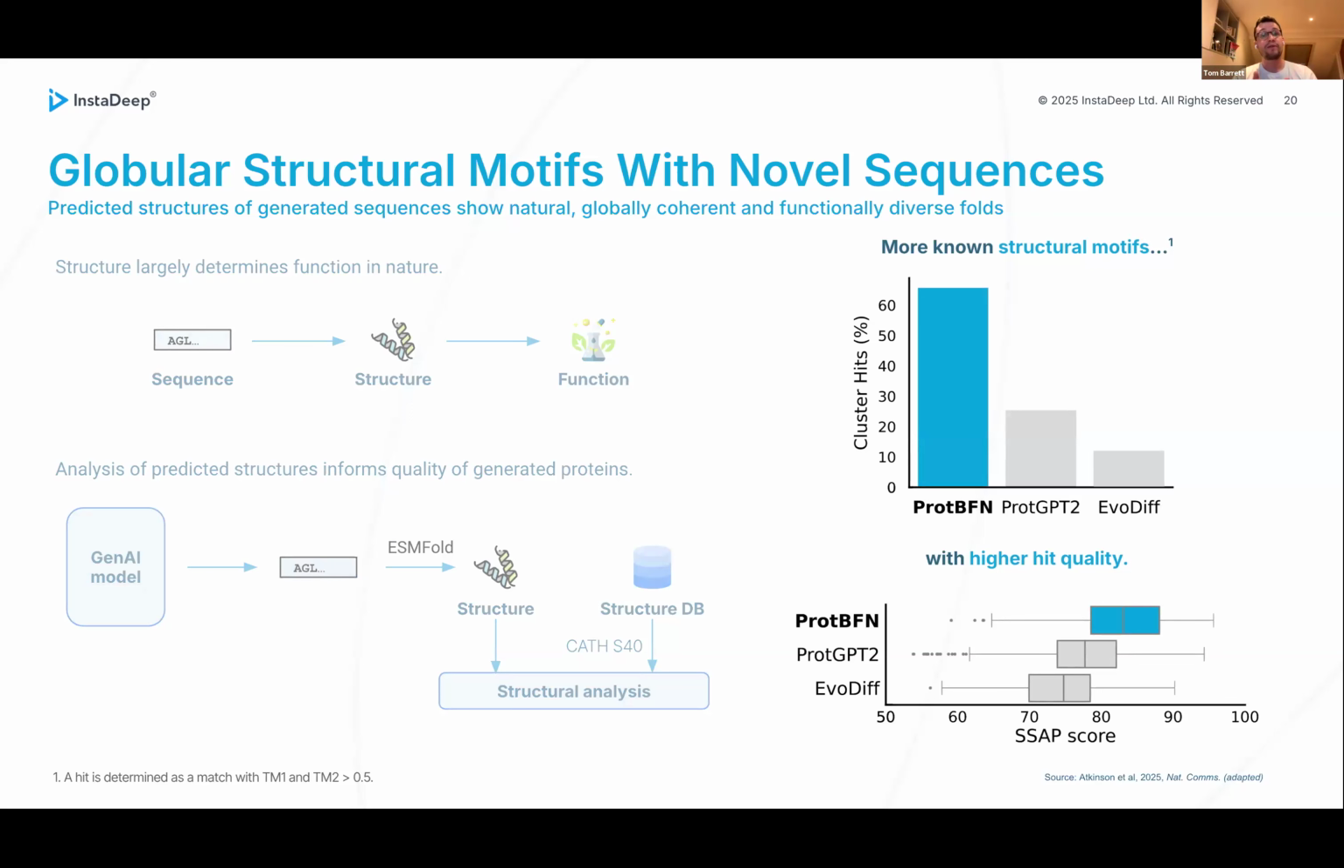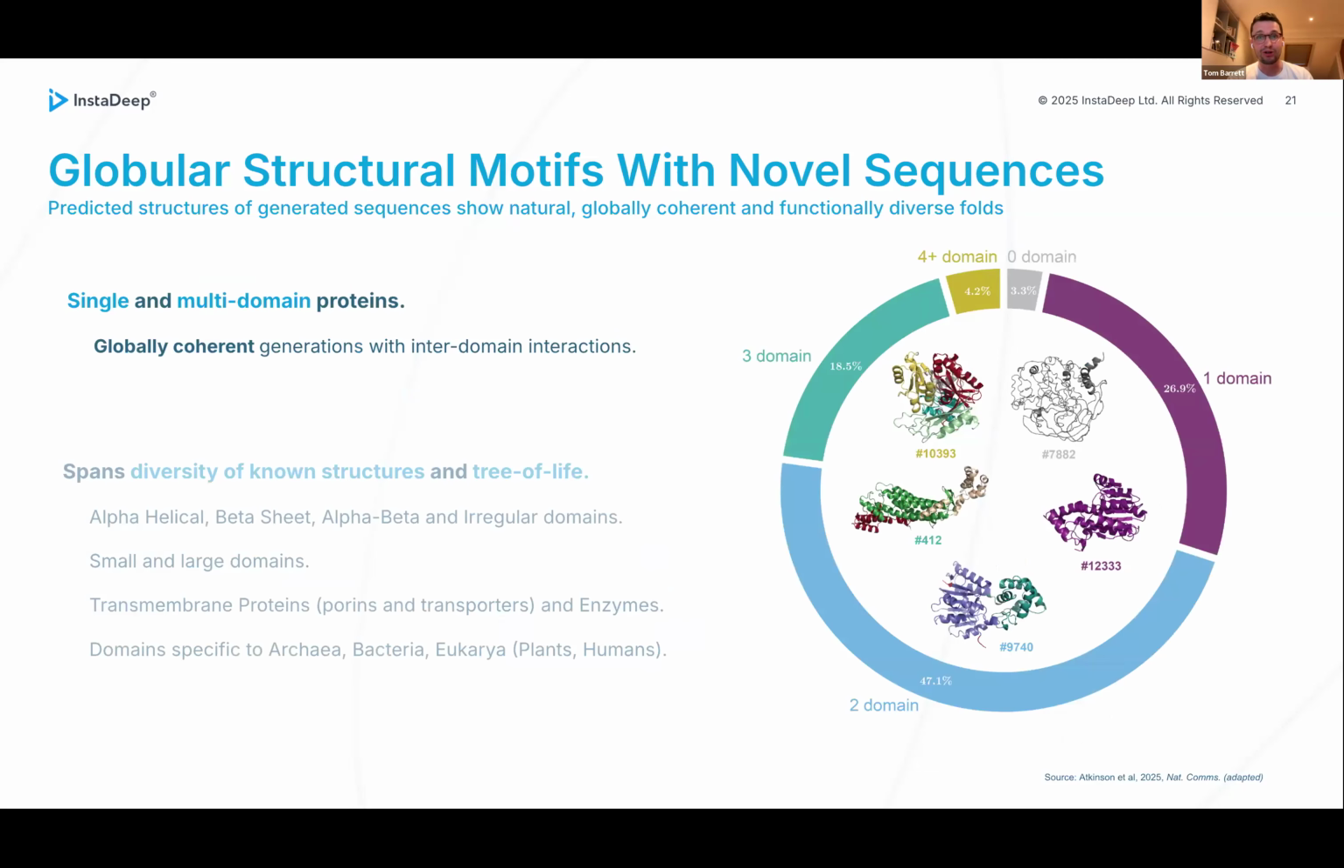And when we do have a hit, those hits tend to be higher quality as well. It just means that they have greater structural similarity, because a hit is just a threshold, right? It's not a measure. Once you're above that threshold, it doesn't tell you how good you are. Again, takeaway here, this looks really good. We're generating unconditionally very well from the model.